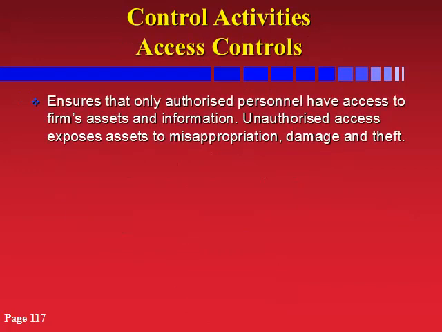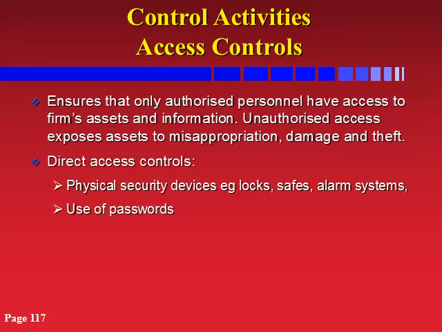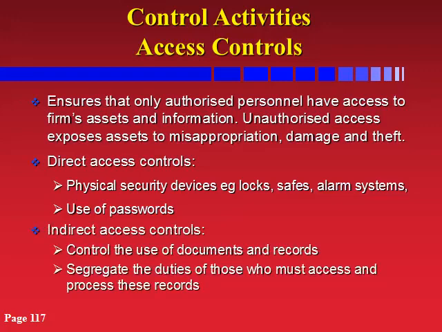The purpose of access controls is to ensure that only authorized personnel have access to the firm's assets and information. Unauthorized access exposes assets to misappropriation, damage, and theft. Direct access controls include physical security devices such as locks, safes, and alarm systems, and the use of passwords in a computerized environment. Indirect access controls are done by controlling the use of documents and records and segregating the duties of those who must access and process these records.